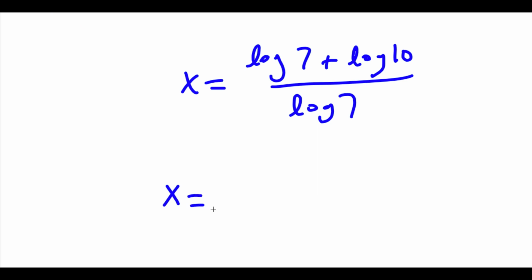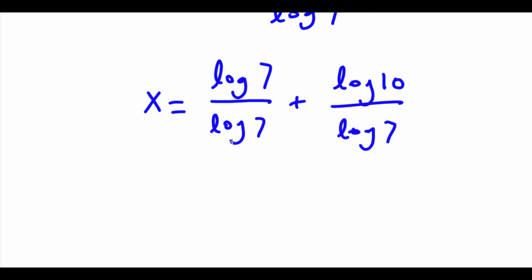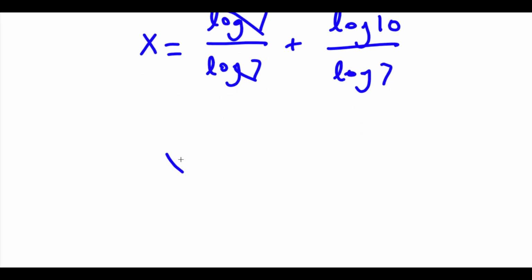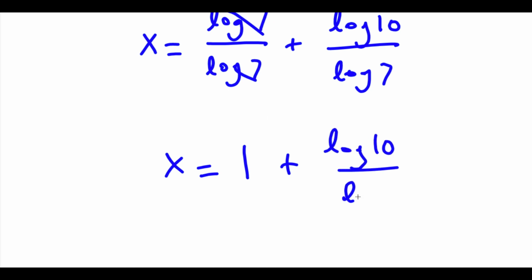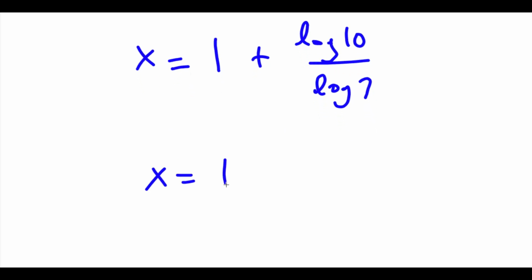Now, I'm going to go ahead and rewrite this as log 7 over log 7 plus log 10 over log 7. Now log 7 over log 7, these two can simply cancel out. So I'll be left with x is equal to 1 plus log 10 over log 7. And now the value of log 10, this is simply equal to 1. So now I have x is equal to 1 plus 1 over log 7.